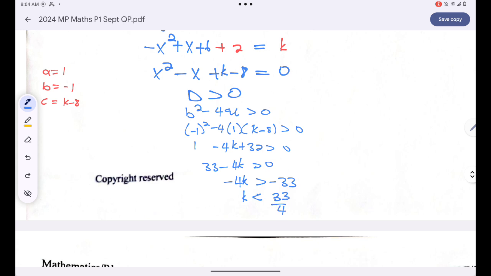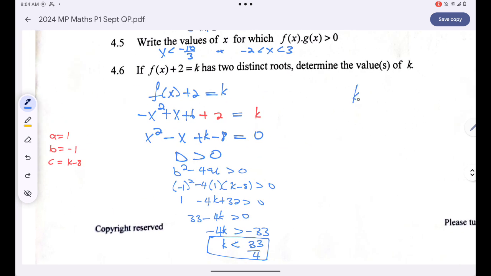If I divide both sides by negative 4, firstly the sign of the inequality must change, because I'm dividing by a negative number. So that's why k must be anything less than 33 over 4. So k should just be any number which is less than 33 over 4.